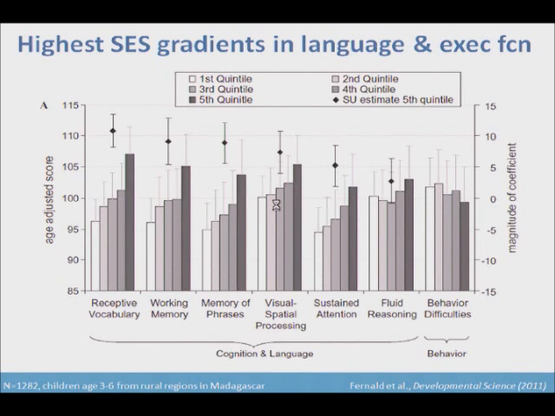Now, the diamond shape here with the axis on the y-axis on the right-hand side shows you the magnitude of the coefficient. So this has to do with the difference in mean scores between the first and fifth quintile. And this difference was greatest for receptive language, working memory, and memory of phrases. Again, measures of language and executive function.